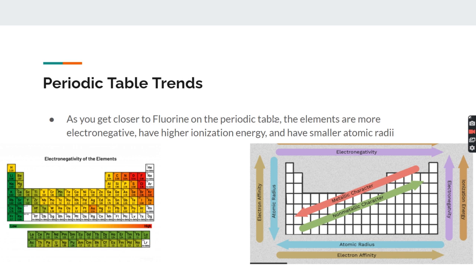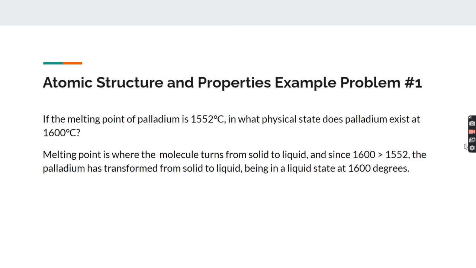So periodic table trends, the most important one is electronegativity. As you get closer to fluorine here, the electronegativity of the periodic table increases. And then there's also things like atomic radii that increases as you get farther away from fluorine, really. And then also there are a few other trends, but the most important is electronegativity.